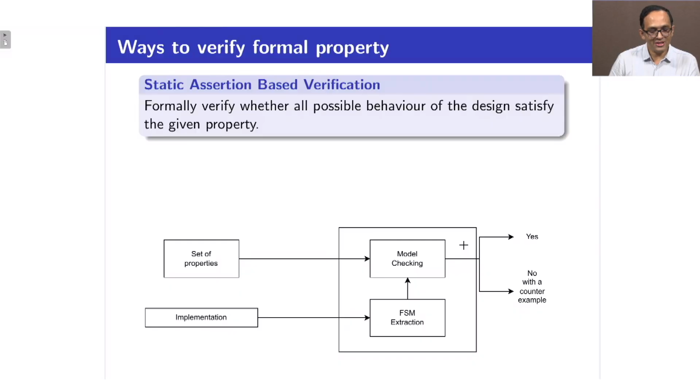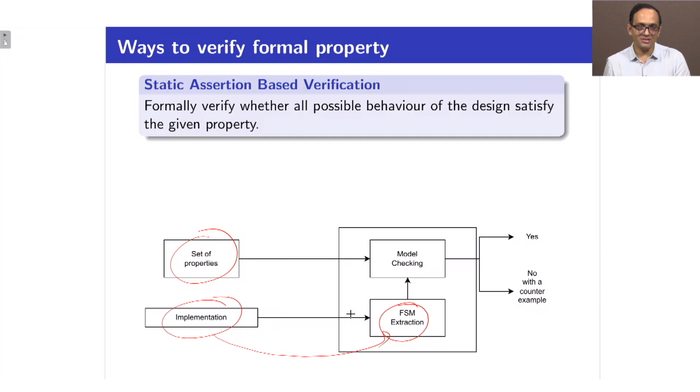So, you basically have two types of checking. One is called the formal way. It is basically making sure that your implementation satisfies this property in a mathematical or formal way. So, in this case, we have the set of properties and we have the implementation. From the implementation, we extract a transition system.